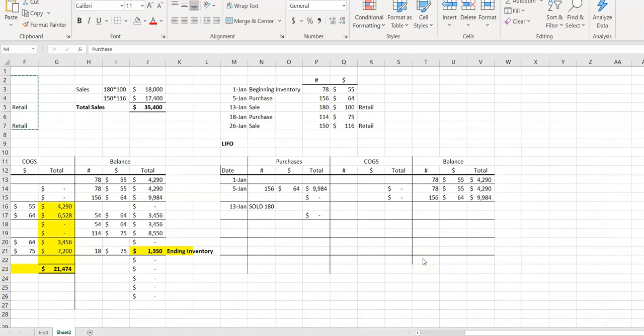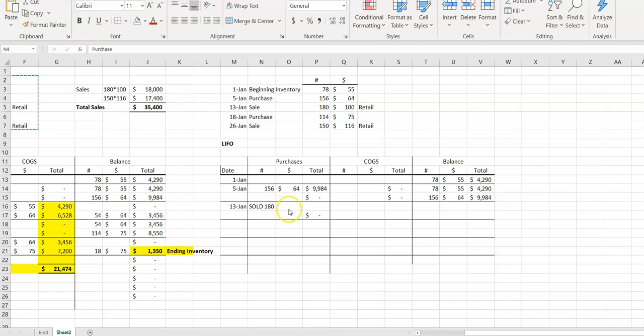Okay, LIFO. Now, I went ahead and left the first two in here because they basically stay the same for the first two. January 1st is the beginning inventory of 78 at $55. Then they purchased 156 at 64. So remember, bring the 78 down first, then add in the 156 units. All right, then we sold 180.